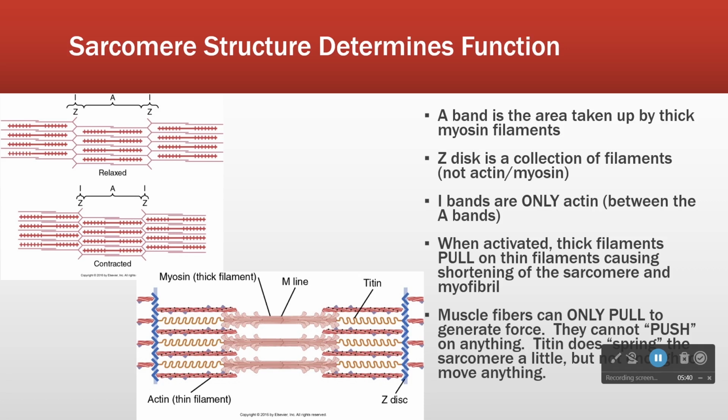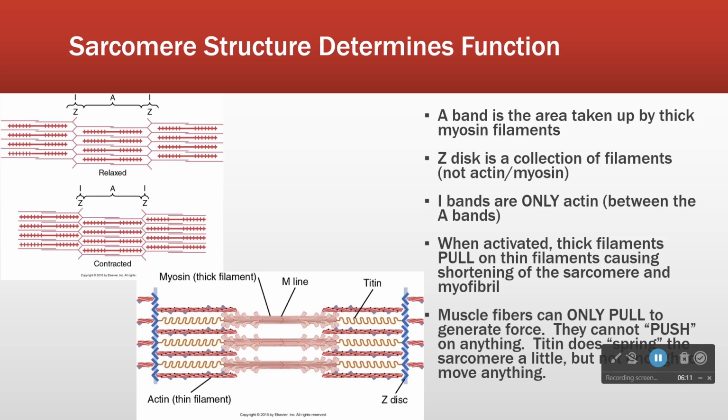Now, if we look at how things are overlapped, we have a couple of different defined anatomic areas in a sarcomere. Okay, so the A band is the part of the sarcomere that is made up of thick filaments only, right? The Z disc, sorry, the Z disc is where the thin filaments are bound together, right?